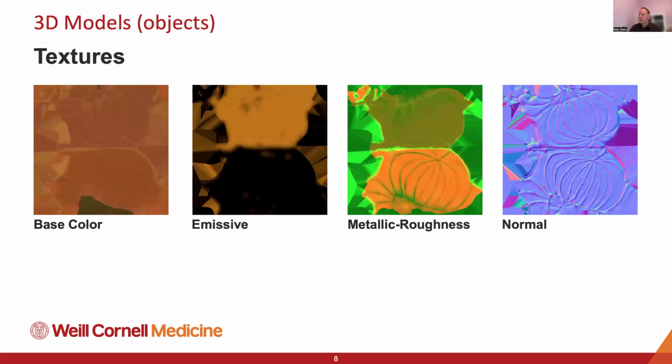A little close up on those different texture layers. Base color looks like a pretty realistic pumpkin color. The emissive is showing you where the light is coming out of it. Metallic roughness is kind of like shininess. It's showing some of the elements are shiny, others are more matte or dull. And then the normal map also gives it a little bit of its 3D character.